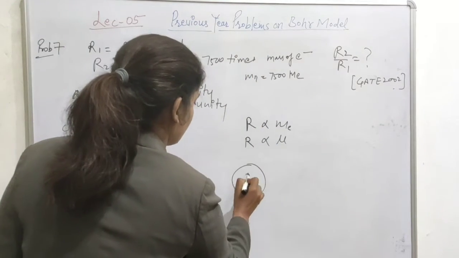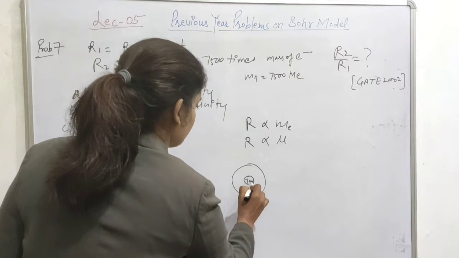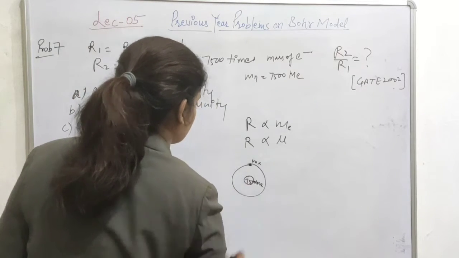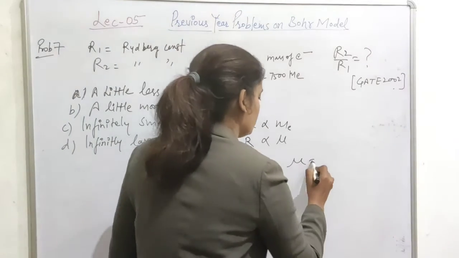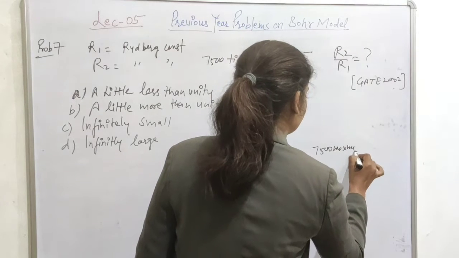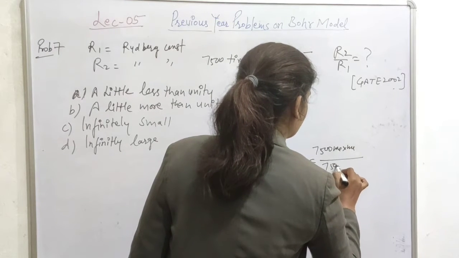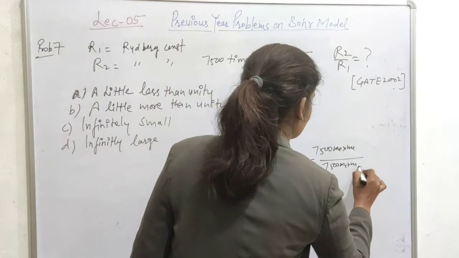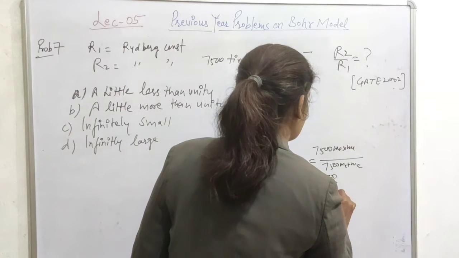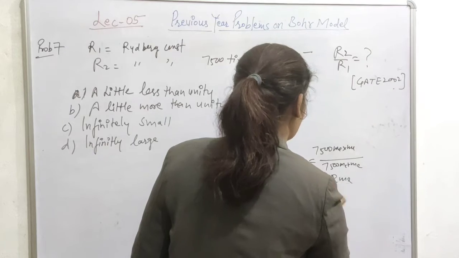So what system do we have? This is the nucleus, and the mass of this nucleus is 7500 times the mass of the electron, and this is the mass of the electron. So what will be the value of mu? Mu will be 7500 Me into Me over 7500 mass of electron plus mass of electron. So this will come out to be 7500 over 7501 times mass of electron.